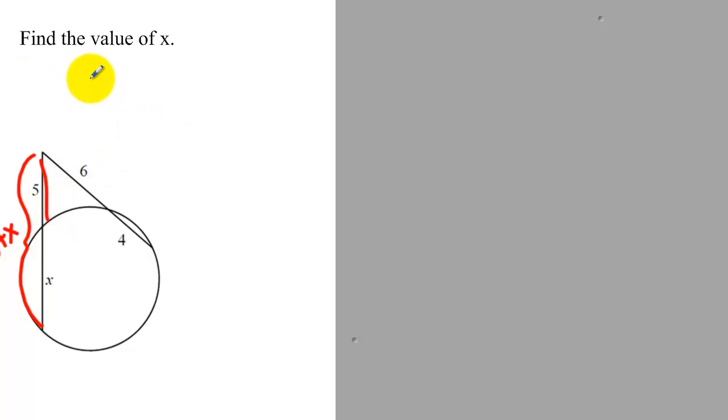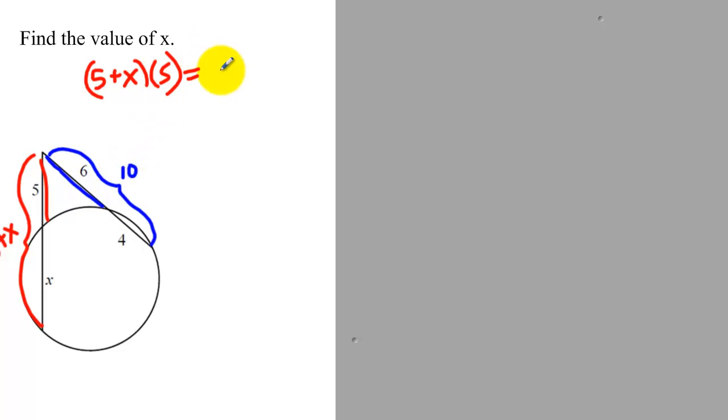So as I set this one up, I'm going to say that's 5 plus x for the whole thing multiplied by the outside part, which is just the 5. Now that's equal to the same property for the other secant. The whole thing we need to say is all of this together. So 6 and 4 would make 10. And then we're going to look at the exterior part, which is just 6. So this is 10 times 6.